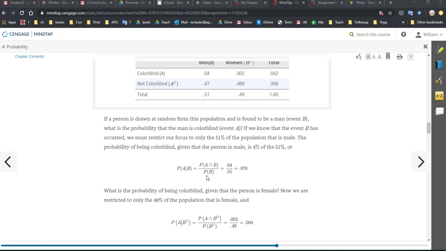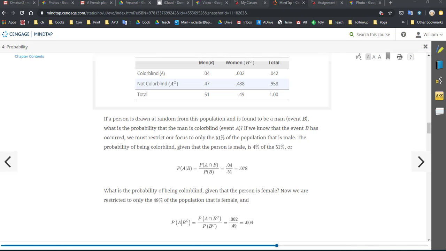So what's the probability of A intersect B? What does A intersect B mean? It means A and B. So what does that mean? That means that the person is colorblind and a man. So that is man and colorblind, which is 0.04. And what goes on the bottom? The probability of B, which is man. The probability of man is 51%, so it's this over this, which is that. So that's the answer to this question.